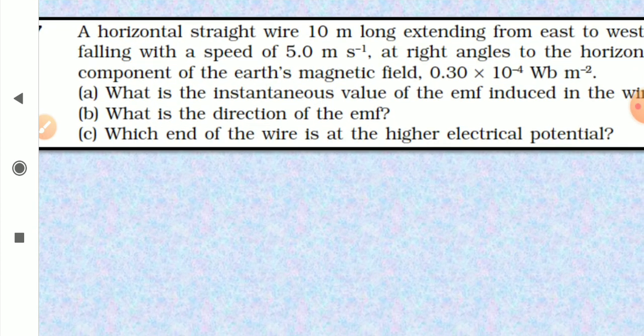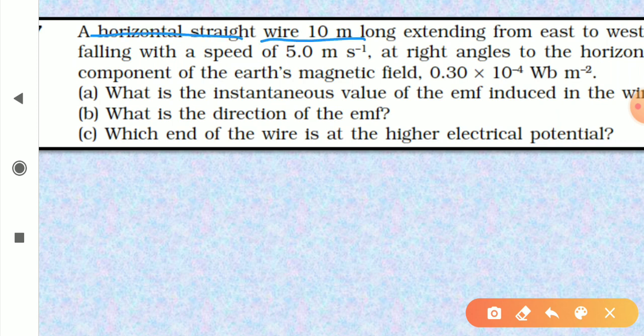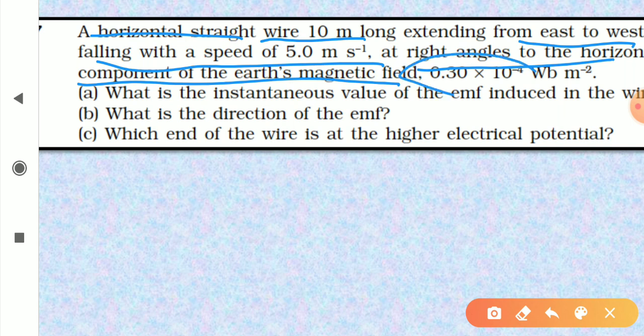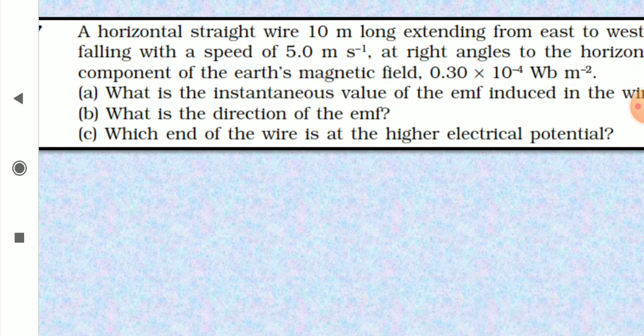Another NCERT problem, an unsolved problem. Here, a horizontal straight wire 10 meter long, extending from east to west, is falling with a speed of 5 meter per second at right angle to the horizontal component of Earth's magnetic field, 0.3 × 10^-4 Weber per meter square. Now, first part: what is the instantaneous value of EMF induced?